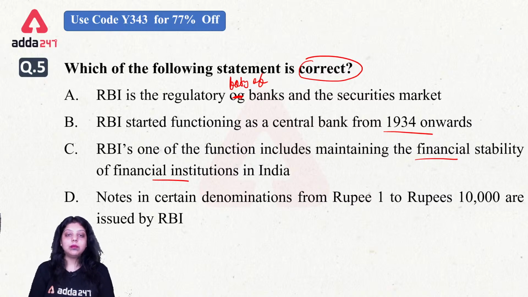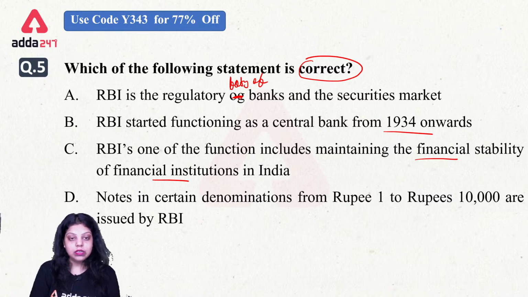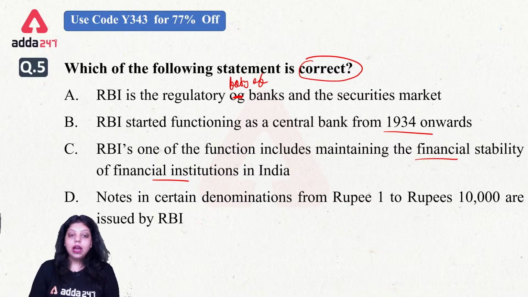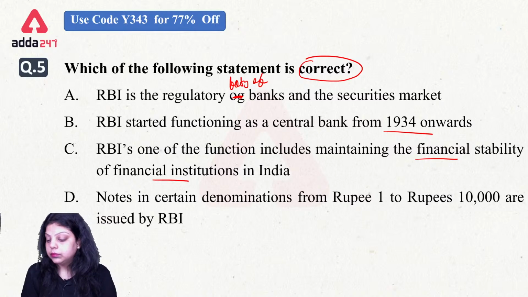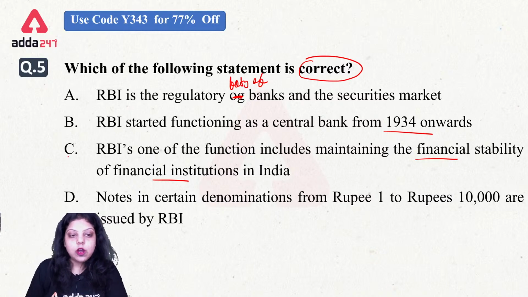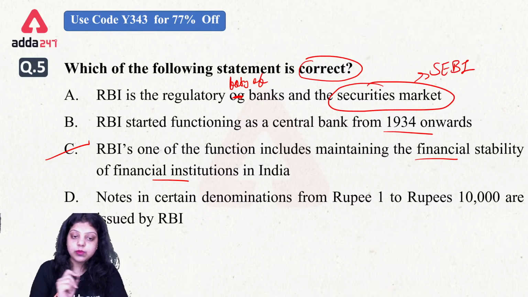First is saying that RBI is the regulatory body of banks as well as of the security market. Second, RBI started working from 1934 onwards. Third is saying RBI, one of the functions is to maintain the financial stability of financial institutions in India. And the last is saying all the notes will be printed by Reserve Bank of India. Fifth is C. Very good. The answer is C option, because security markets are regulated by SEBI. It is not regulated by Reserve Bank of India. So first option will be wrong.